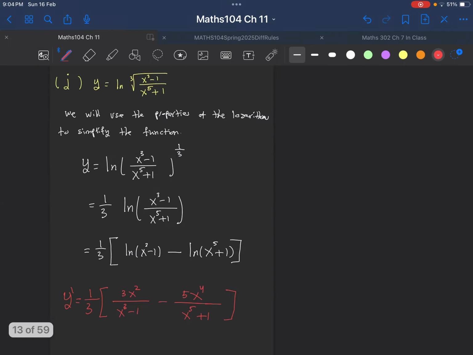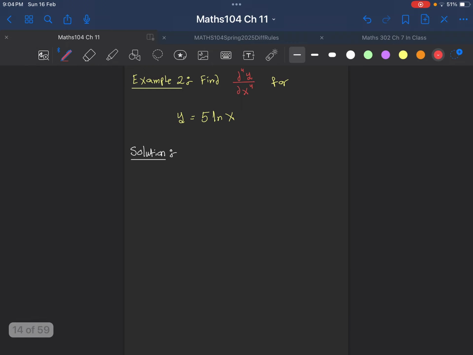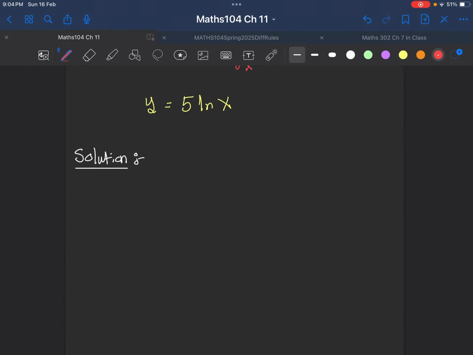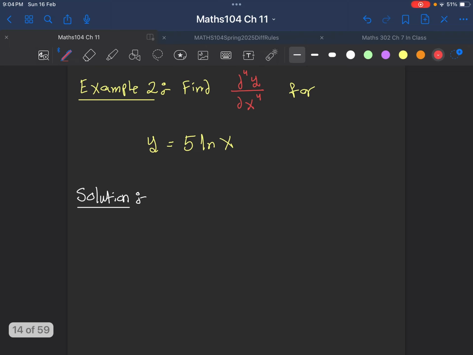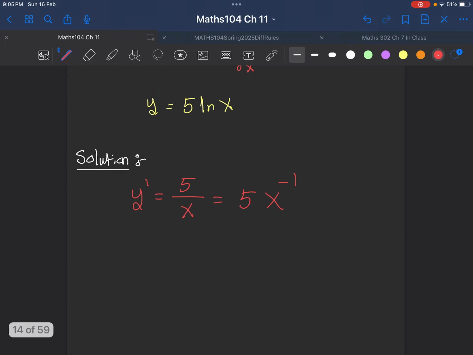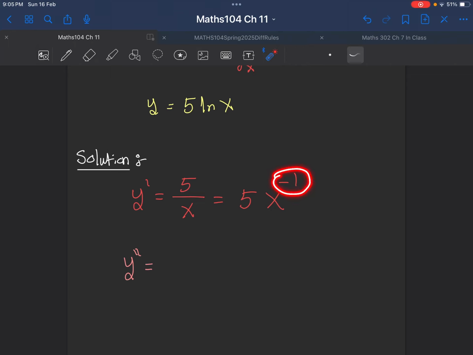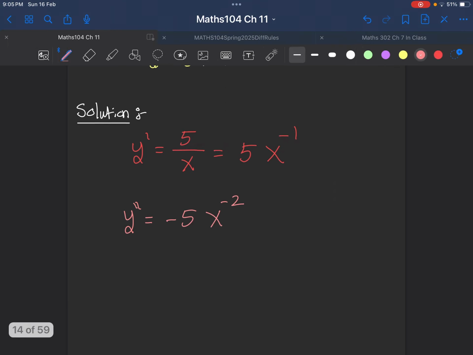Next example, number 2, we need to find the fourth derivative. That's a nice question. So first of all, we need to find the first derivative, which will be 5 over x. And let me write 5 over x in this way. You will see why I'm doing it in this way. Because now it is easy to find y prime. What is y prime? Take the minus 1 down here and subtract 1. So you will get minus 5x to the power negative 2.